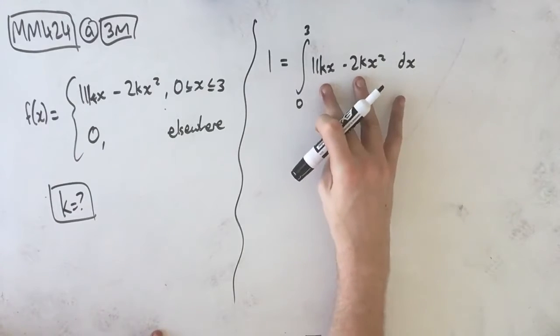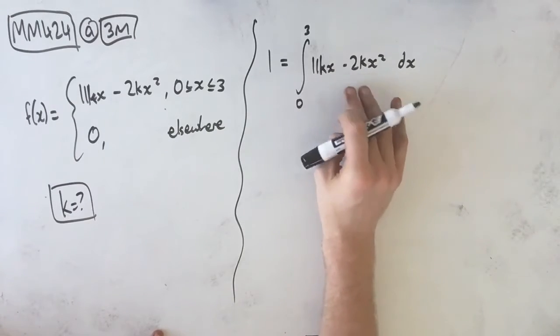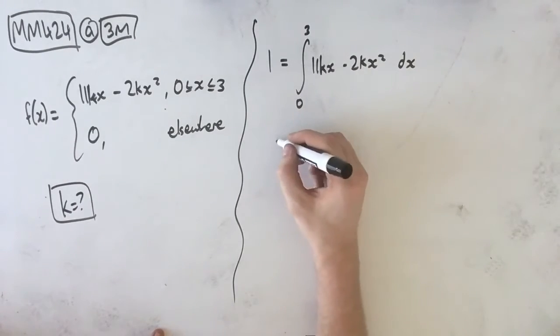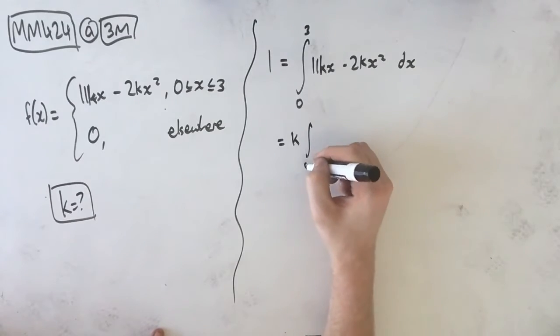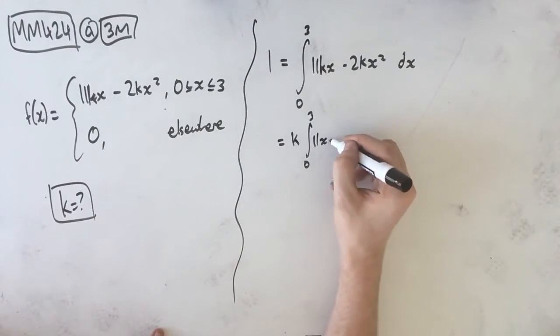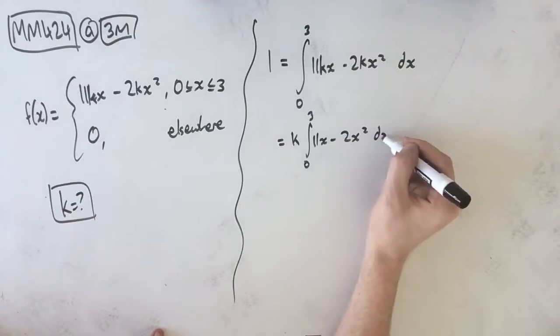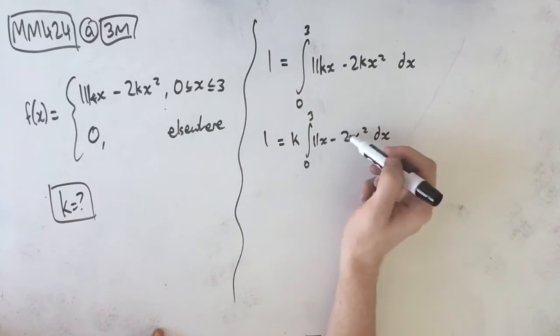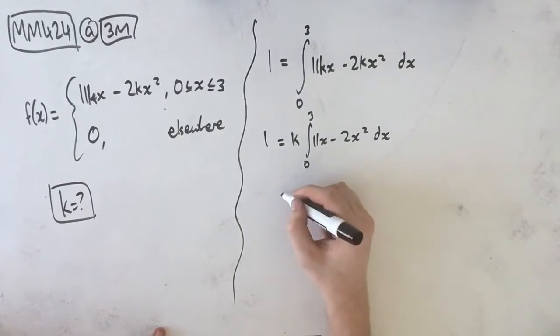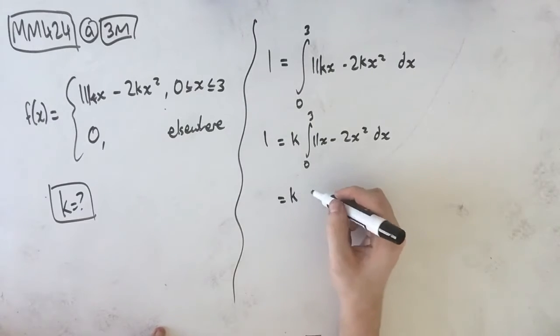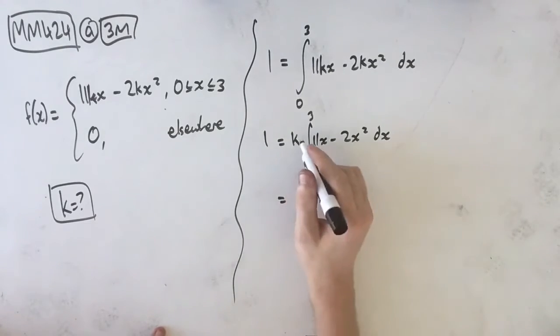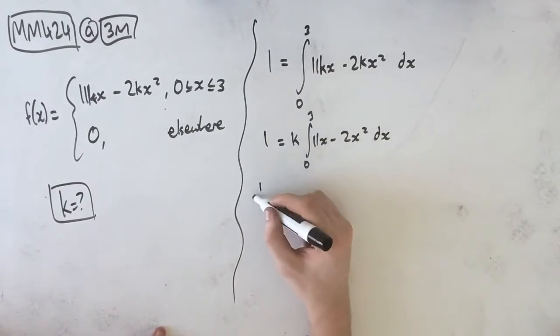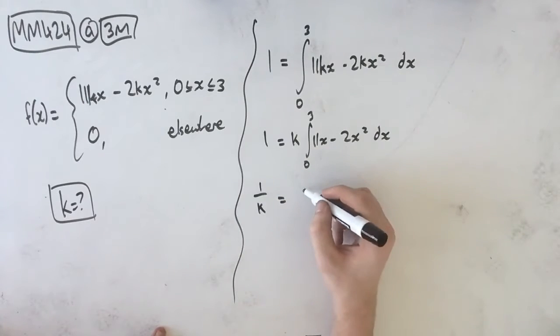Now, k is a common factor between these two, and it's also a constant, so we can actually take that out the front and move that out the front of the integral. So we have 0 to 3 of 11x take 2x squared dx. So all I've done is just taken k out as a common factor and then move that to the front. What we now get is still k at the front. Actually, you know what? Let's divide both sides by k. So we'll divide that by k. We end up with 1 over k equals this.